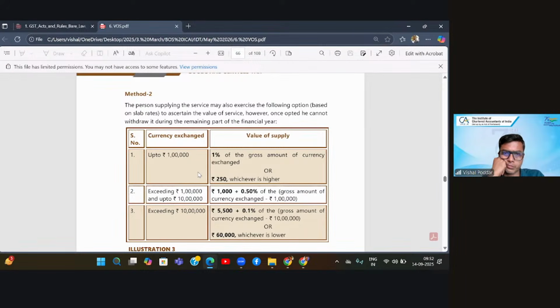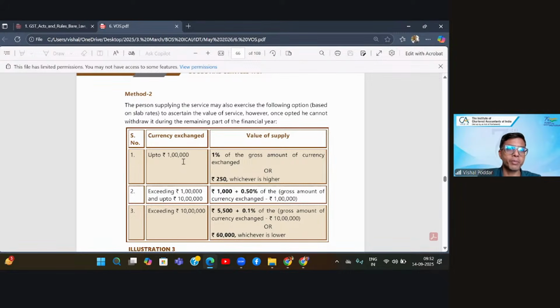Third slab, exceeding 10 lakh rupees, value of supply will be 5500 plus 0.1% of the gross amount of currency exchange minus 10 lakh, or 60,000 rupees, whichever is lower. So students, as you can see, this is the same as your income tax computation slab method. So let us say I have exchanged the same amount. I want 1 lakh dollars. So for 1 lakh dollars, I have to pay 90 lakh rupees.